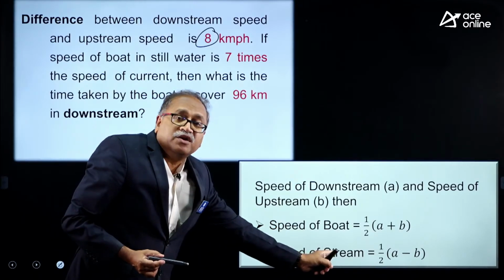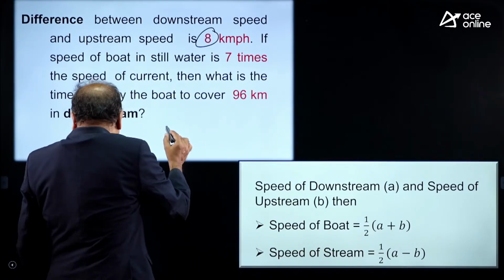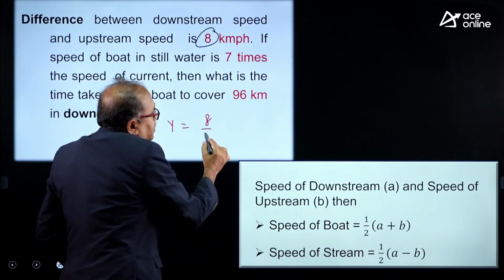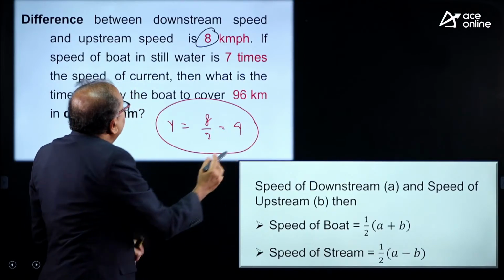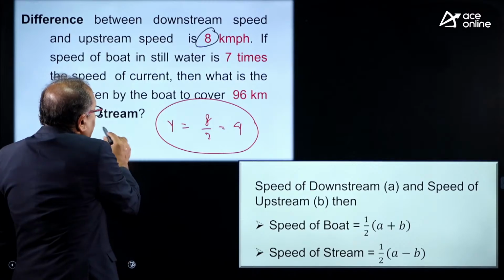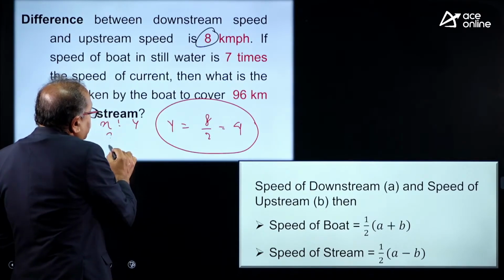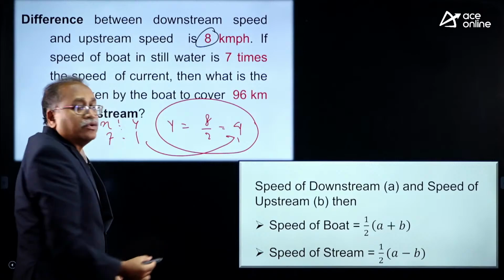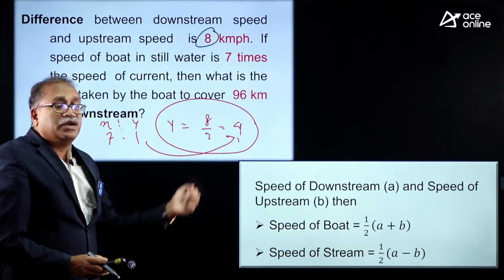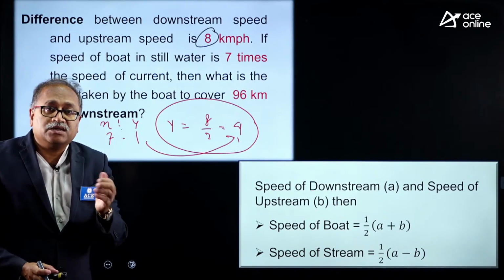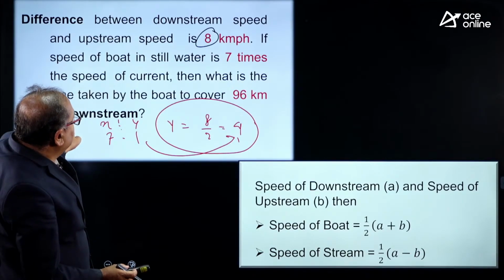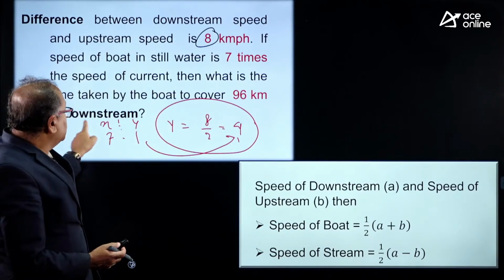So, can I find out the speed of the stream? Yes, the speed of the stream, that is y, is nothing but half of the difference, that is half of 8, which is 4. So, in other words, y is given to us, and we have the ratio of x to y. Look at this one, x to y is 7:1, and you know y is 4. Then what will be the speed of the boat? Speed of boat will be 7 times 4, which is 28. Now you have both the speed of current and the speed of boat. Now it says how much time it will take to cover this much distance downstream.